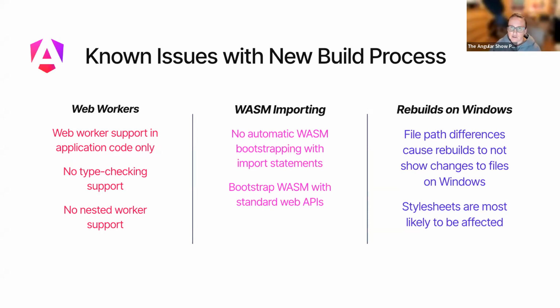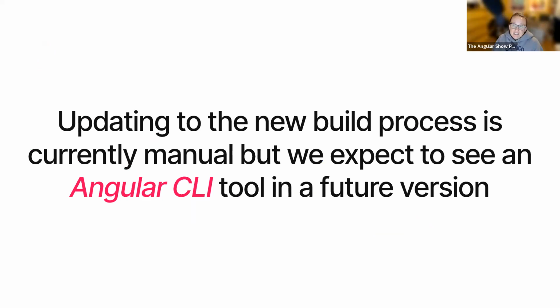There are some known issues with the build process, specifically related to web workers, WASM importing, or rebuilds on Windows. And so they've called those out. There's still work they will be doing on that. But if one of those situations affects an application that you're working on, you would just fall back to the previous build process. Updating the build process is currently manual, but we do expect that they'll create a CLI tool for that in the future.